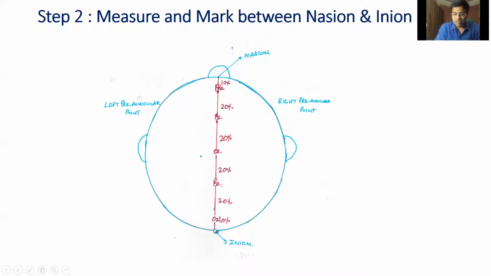So now we have measured. Moving from inion forward, inion to Oz is 10%, Oz to Pz is 20%, Pz to Cz is 20%, Cz being the most important location I told you, Cz to Fz is 20%, Fz to Fpz is 20%, and Fpz to nasion is 10%.